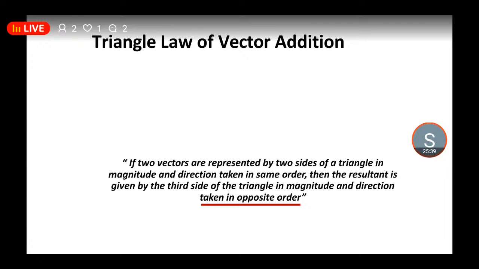First, let's go to the triangle law. Before we go to the triangle law, I need to say something to you.